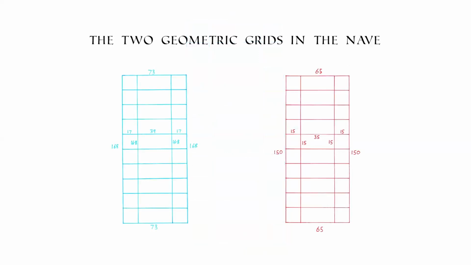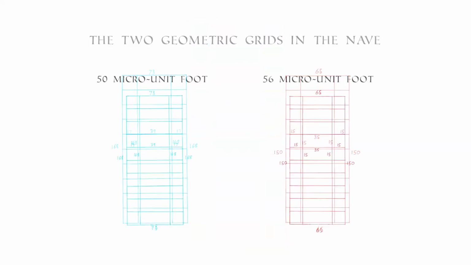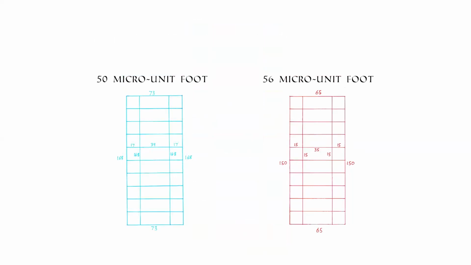Now, these 2 grids are overlaid, and they're very slightly different in their width. And this is where we find the earthly ratio within the design. So we've got 73 feet in this distance here, and the foot unit that's used is the 50 microunit foot. Whereas in this one, we have 65 feet, and the foot that's used is the 56 microunit foot. So we can put these numbers together, and we can find the amount of microunits that there are in these two distances, because they're slightly different.